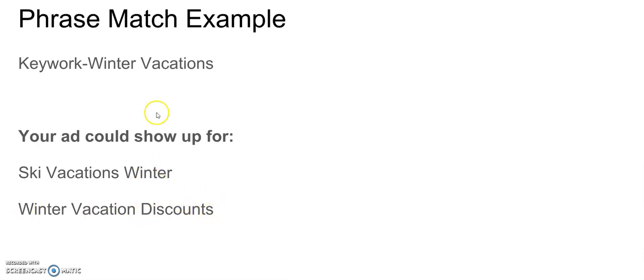The fact of the matter is, every word in your keyword will have to show up in the search before Bing will show your ad. So as you see, phrase match is definitely a lot more targeted, and something that I definitely suggest you use for sure.